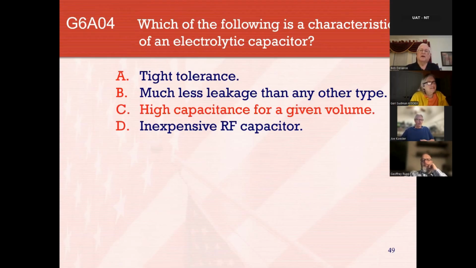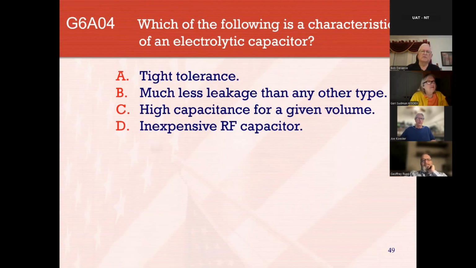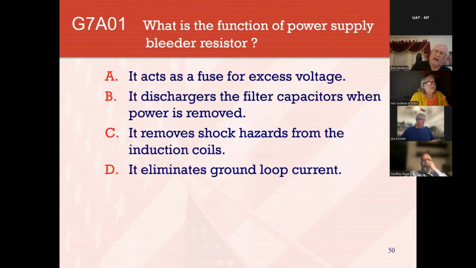What's the characteristic of a? Whoa, wait a minute. What did I just do? Capacitors and inductors. We just said that, didn't we? Oh, I forgot to press the button.